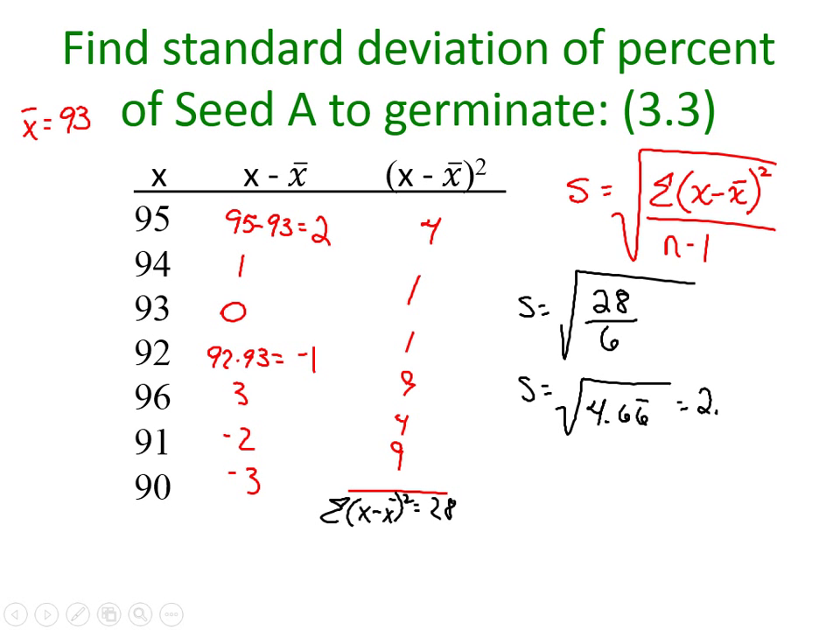So we had the 2.160, whatever the numbers were, which would be approximately, and we would round that to one more decimal than what we had, so we're going to round that to 2.2. So standard deviation in this case is 2.2. So this is a measure of how close all these values are to the mean.